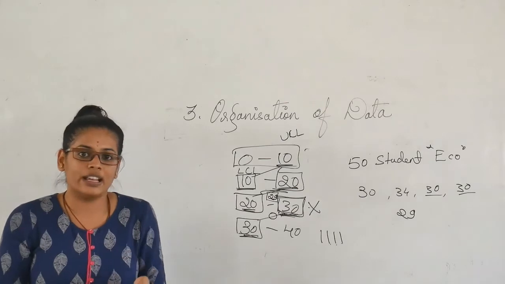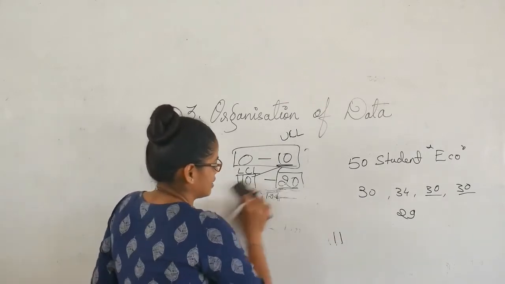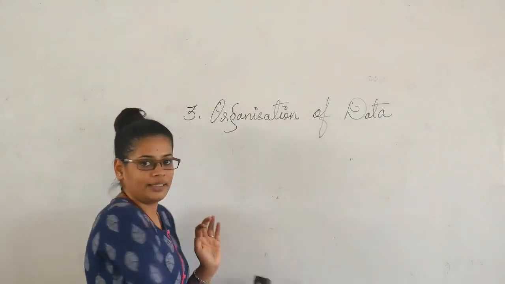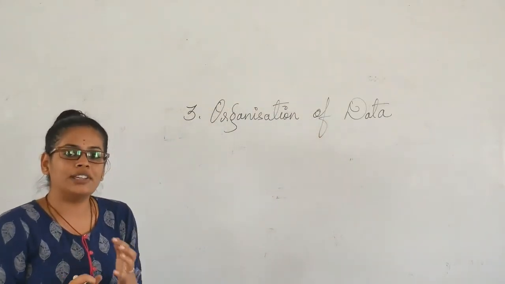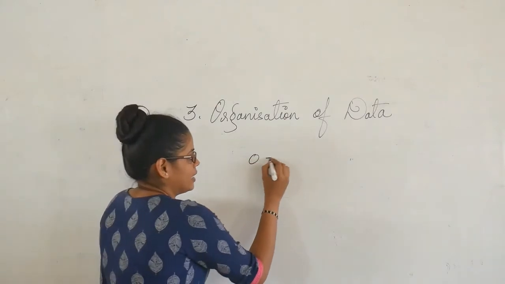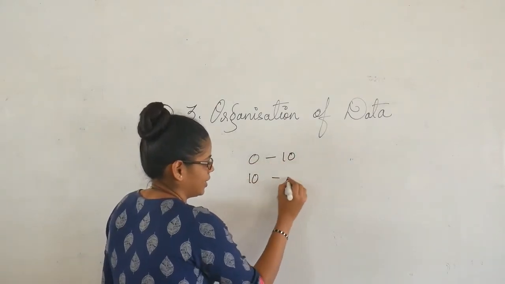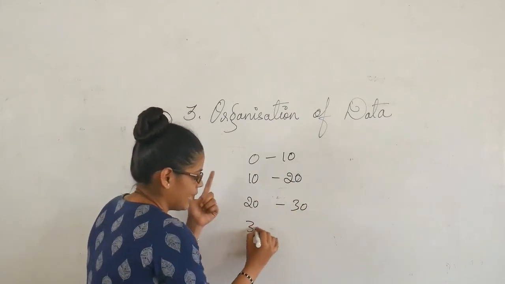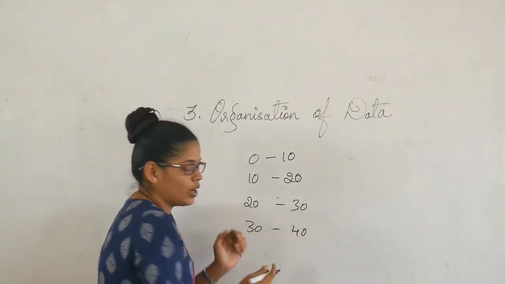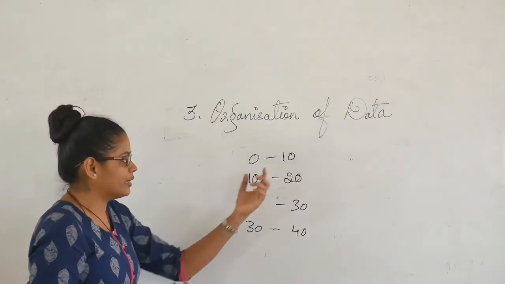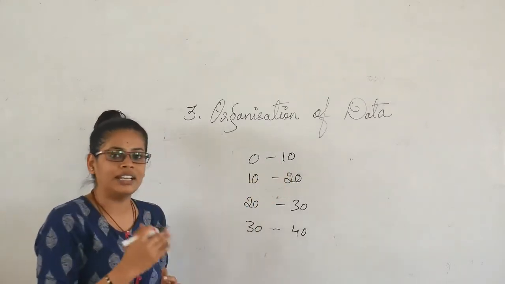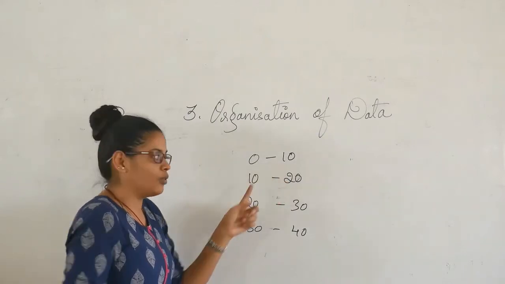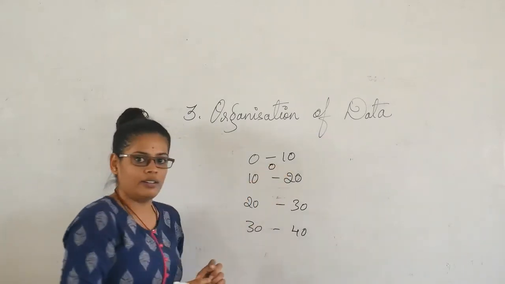There is another method, which is the inclusive method of the class interval. Now we have seen the exclusive method, right? So let's understand what the inclusive method is. 0, 10, 10, 20, 20, 30. This is the exclusive method, right? So what is this inclusive method? The inclusive method is where we have continuity. But if you see here, we have 0. We don't have any gap here, right?